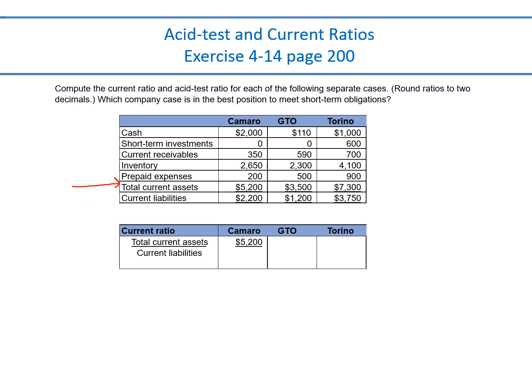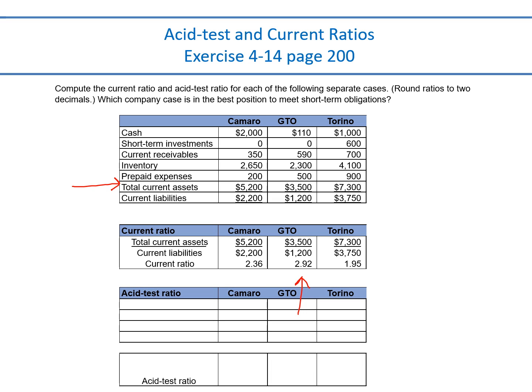Here's your line right here. Divided by current liabilities of $2,200. It's a current ratio of 2.36. GTO is 3,500 divided by 12 for a current ratio of 2.92. And Torino is 7,300 divided by 3,750 for a current ratio of 1.95. So in this case, which company is in the best position to meet short-term obligations? The current ratio tells you how many current assets they have for each dollar in current liabilities. So GTO is going to be in the best position, right?